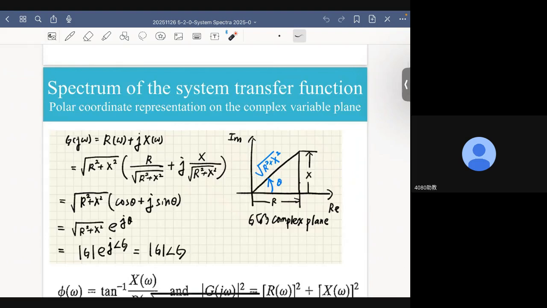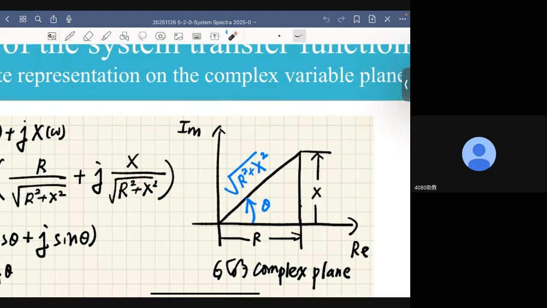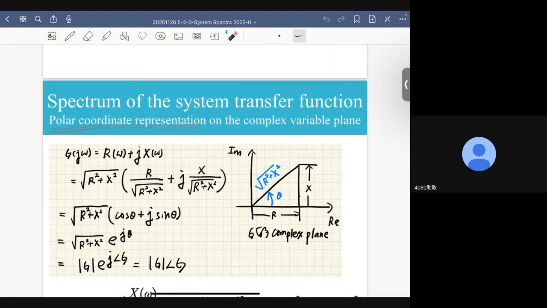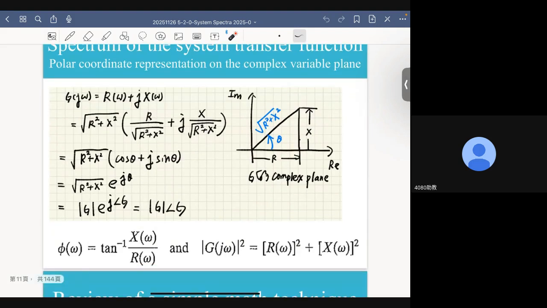What we want to do is set up a polar coordinate representation for our transfer function. So again, we set up this right angle. Apparently, since R is the real part of our transfer function, this is R. Since X is the imaginary part of the transfer function, this is X.